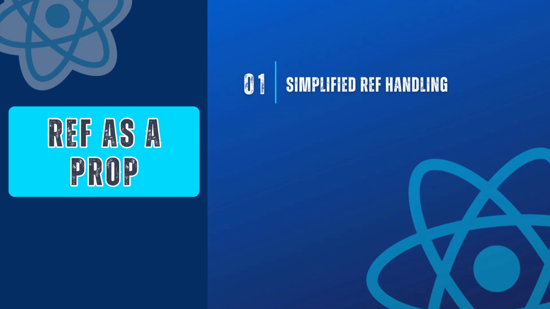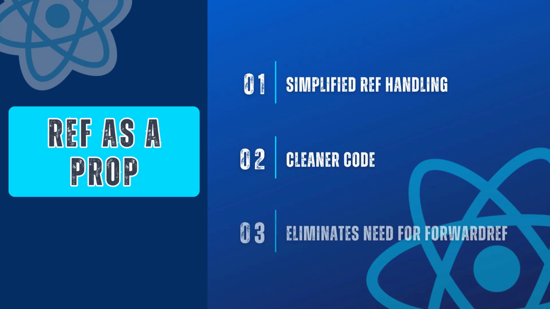Function components can now receive refs as props, simplifying how you manage references to DOM elements or component instances. This change reduces the need for solutions like forward ref, leading to more readable and maintainable code. With refs as props, the necessity for forward ref in many cases is eliminated, streamlining component development.